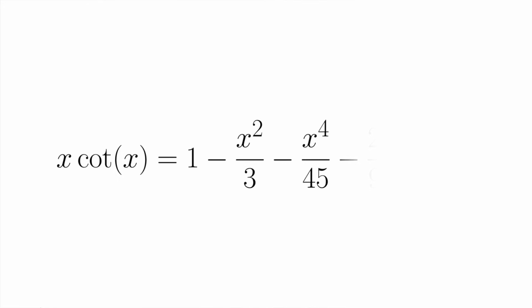A simple query in your favorite computer algebra system will tell you that the Maclaurin series of x cotangent of x begins 1 minus x squared over 3 minus x to the fourth over 45 minus 2x to the sixth over 945 plus and so on.